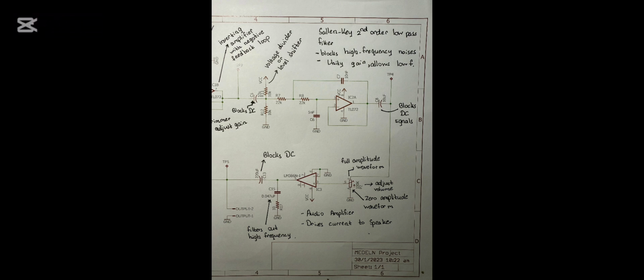Hence, we can calculate the cutoff frequency. Here is the cutoff frequency formula: Fc is equal to 1 over 2 pi square root of R7, R8, C7, C6. And hence we get a cutoff frequency of nearly 996 Hz. The bandwidth is the difference between frequency low and frequency high. Frequency low is 0 Hz, so we get a bandwidth of 996 Hz.